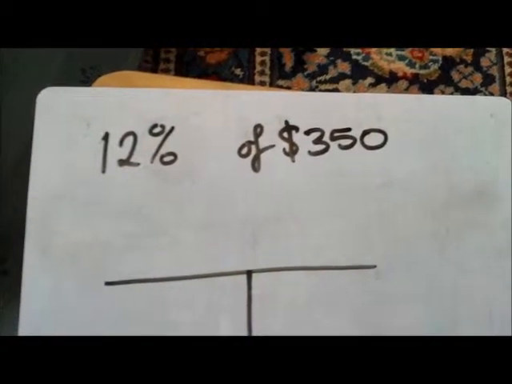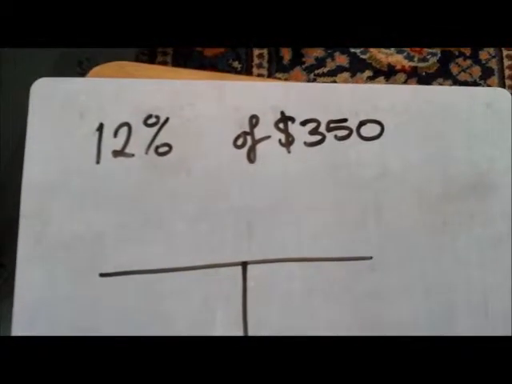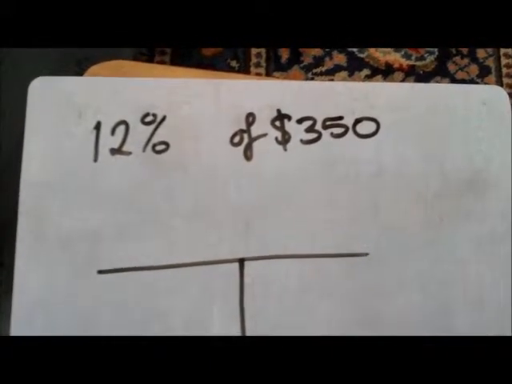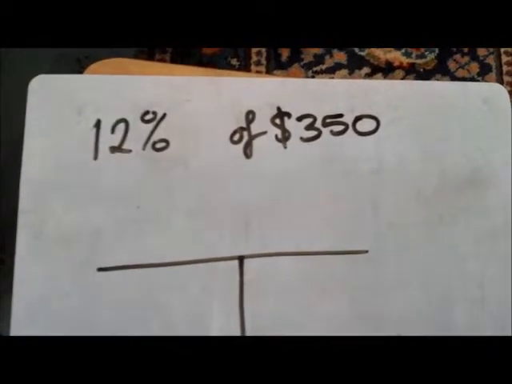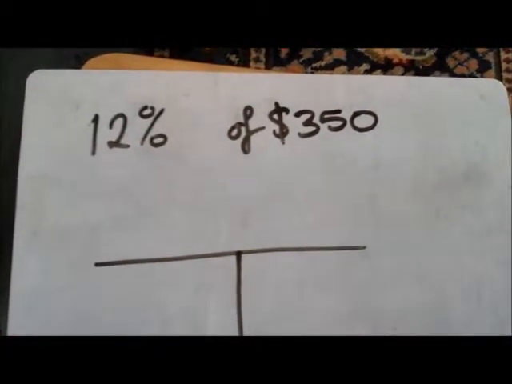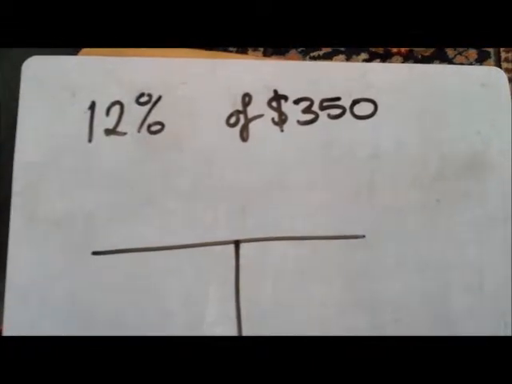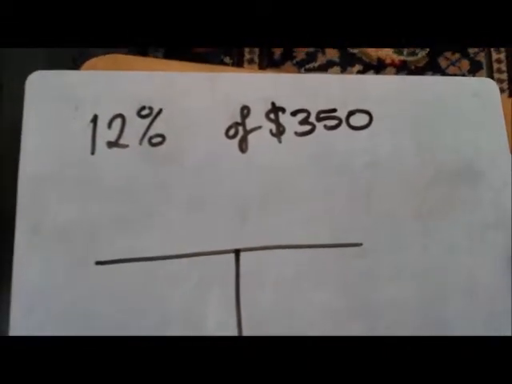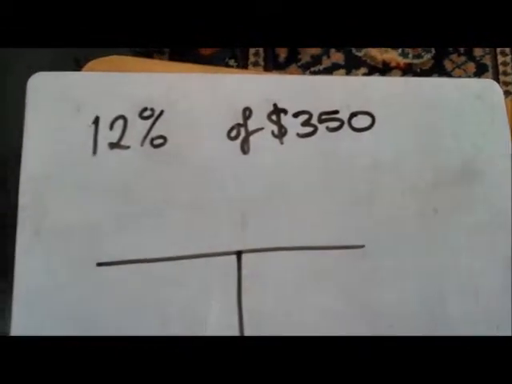So we're going to look at finding 12% of $350. So even before you start, have a think about it. What's 10% of $350? Well, 10% is a tenth. So if I divided 350 by 10, that'd be 35. So my answer should be a little bit more than 35. So it's a good idea to have something in your mind before you start.